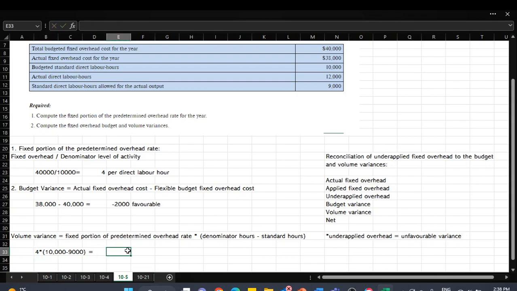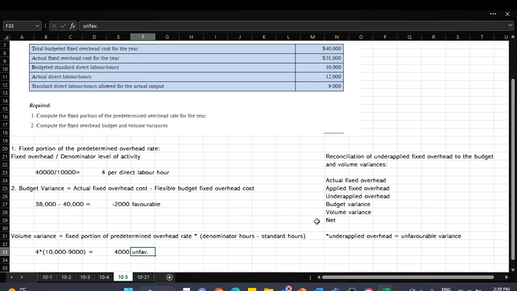Okay, so when we put this into Excel, 4 times 10,000 minus 9,000, the equal sign, is going to return an amount of 4,000. And again, this came back as a positive number. The standard number of hours allowed are less than what we used in that predetermined overhead rate. So we have an unfavorable variance.